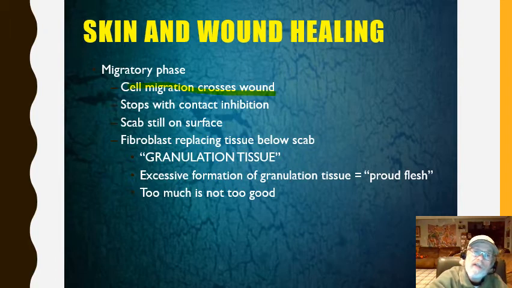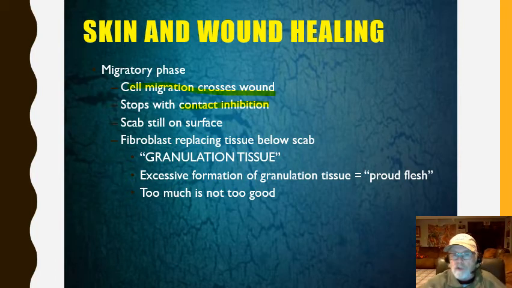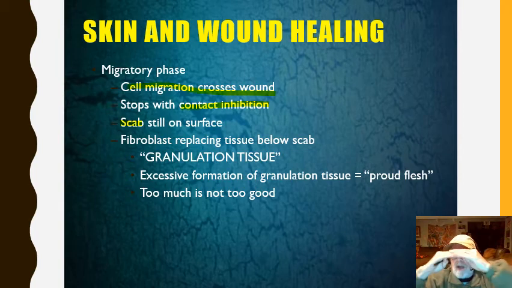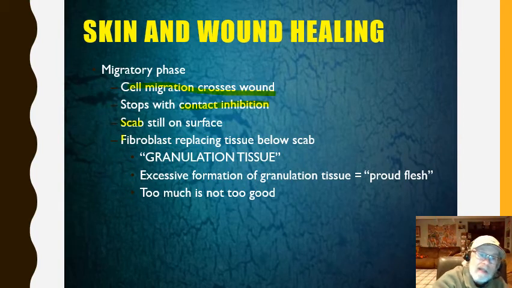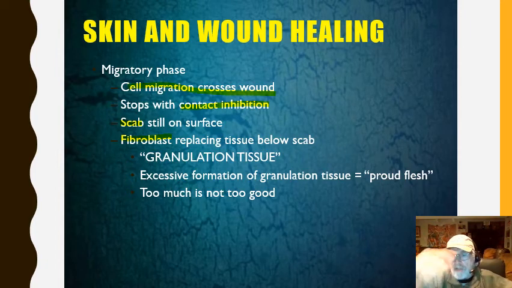Okay, and they stop by contact inhibition. When the cells from one side meet the cells from the other side, they stop. Okay, what happens is on the outside there's still a scab that still provides a biological barrier or biological dressing on the outside. Again, that fibroblast underneath is still continuing to make those fibers, the collagen fibers and everything else, those strands. They're knitting everything together from the dermis, and then once I get the dermis, then I can start to create layers on top that will fill in the gap to the epidermis.